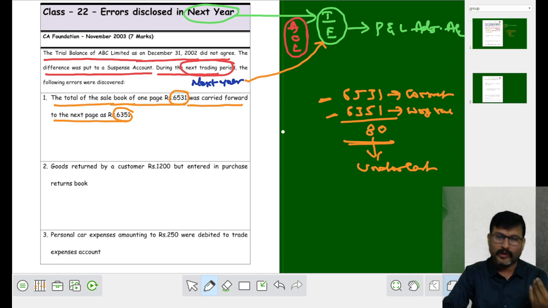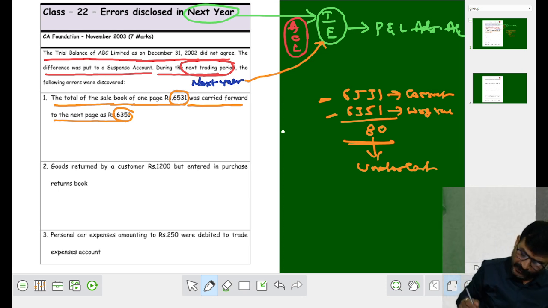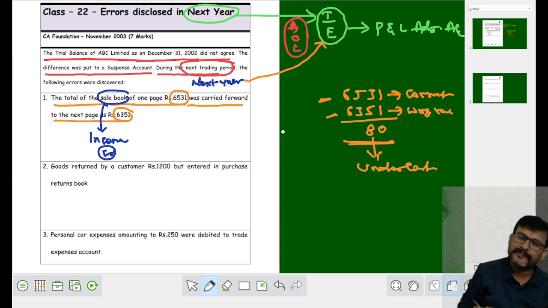Fine. Now let us move on to the detailed explanation. In which book is it under cost? It is under cost in the sales book. Sales book is what? Income. Income means what? Credit. Fine. In the place of income, what do we have to use? In the place of income, we have to use P&L adjustment.